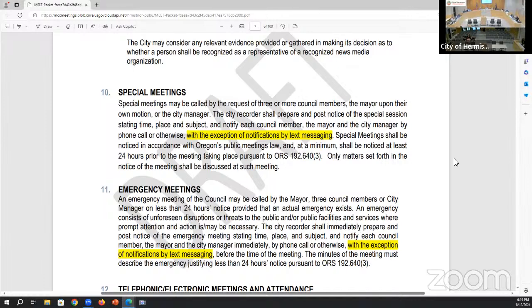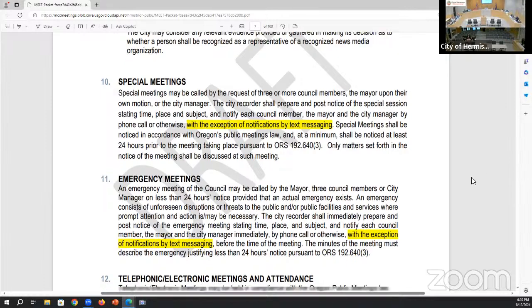Okay, how's everybody else feel? Leave it out or leave it in? Leave texting out as an option? Leaving texting out as an option is what I'm saying. Okay, keep what you've got on the screen. Okay, I think that's consensus. All right.